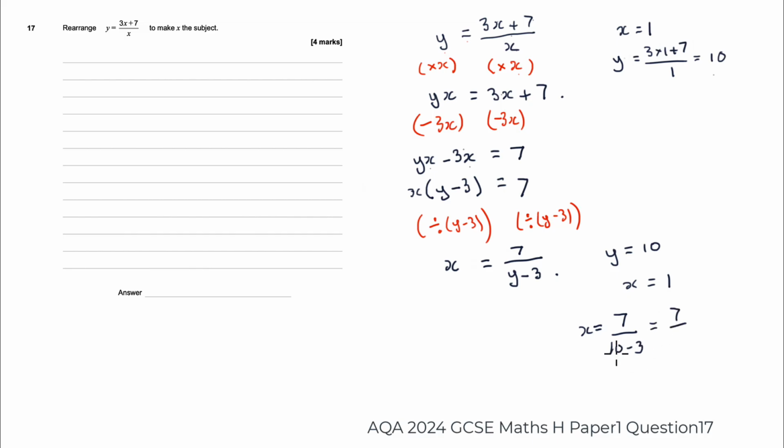7 over 10 minus 3 is 7. 7 divided by 7 is 1. So there's a double check on the fact that this does give you the correct formula where x is the subject. So we've gone from y being the subject to x being the subject.